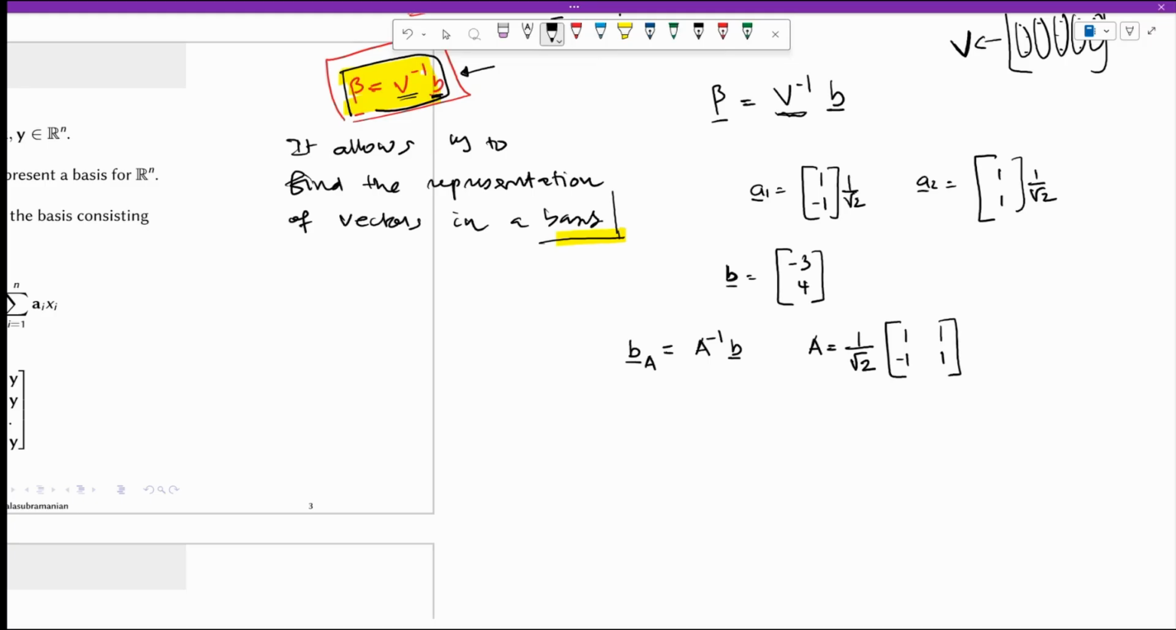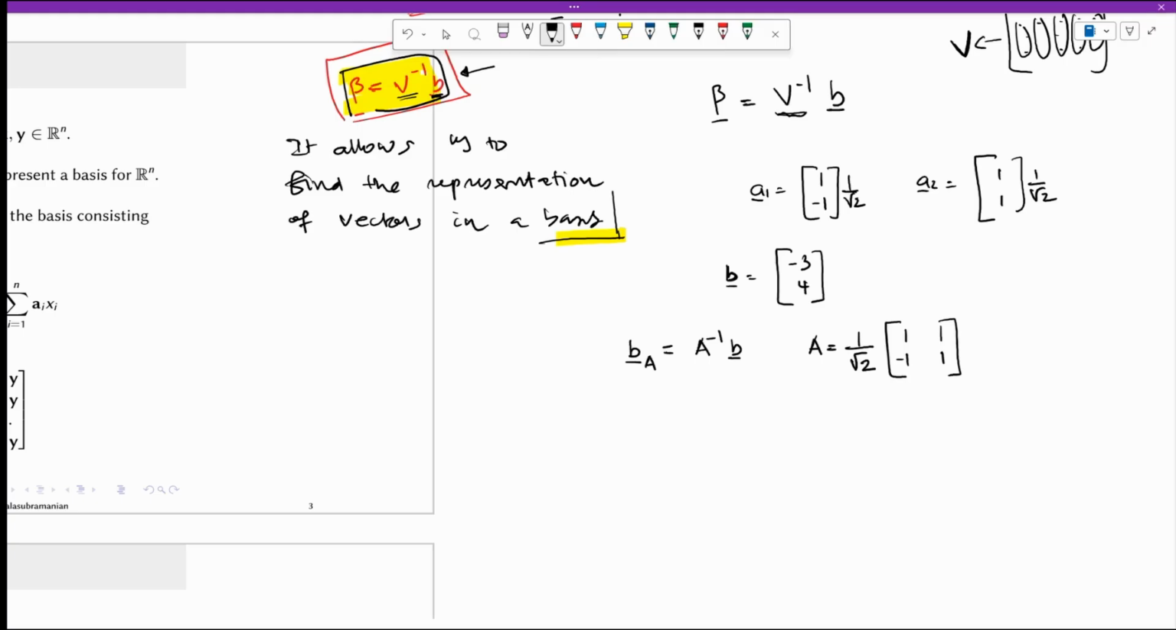Okay, then this one. Are they orthogonal? Yes or no? How do you compute if they're orthogonal? Do the inner product. What is it? Is it 0? Okay. All right. So it's an orthonormal basis.